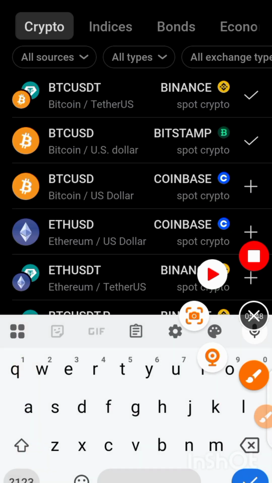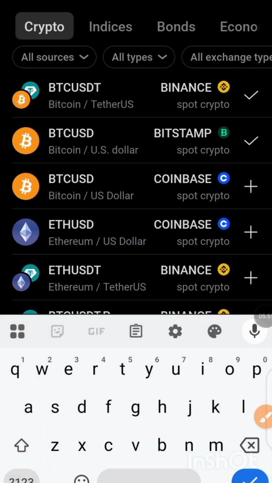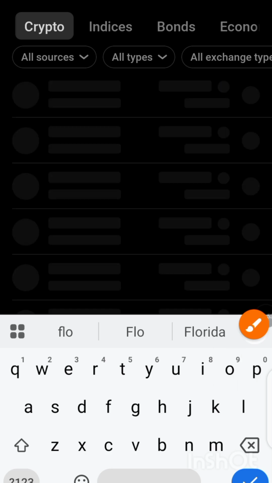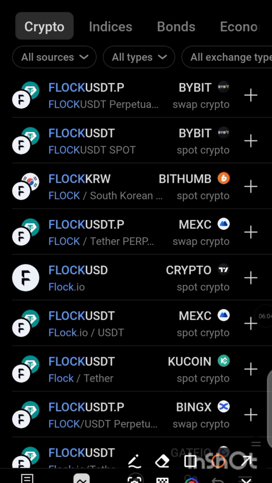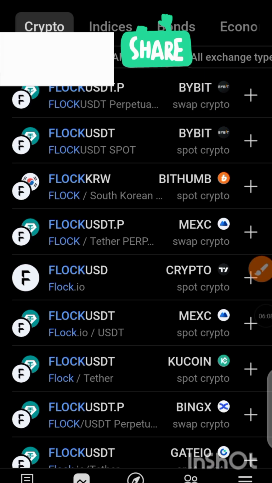So right now let's search for Flocky, the one we just saw. Is it Flock? Okay, so you can see this is Flock on Bybit. They are already showing you a sign that this particular coin is on Bybit. So let's go and enter this particular one.